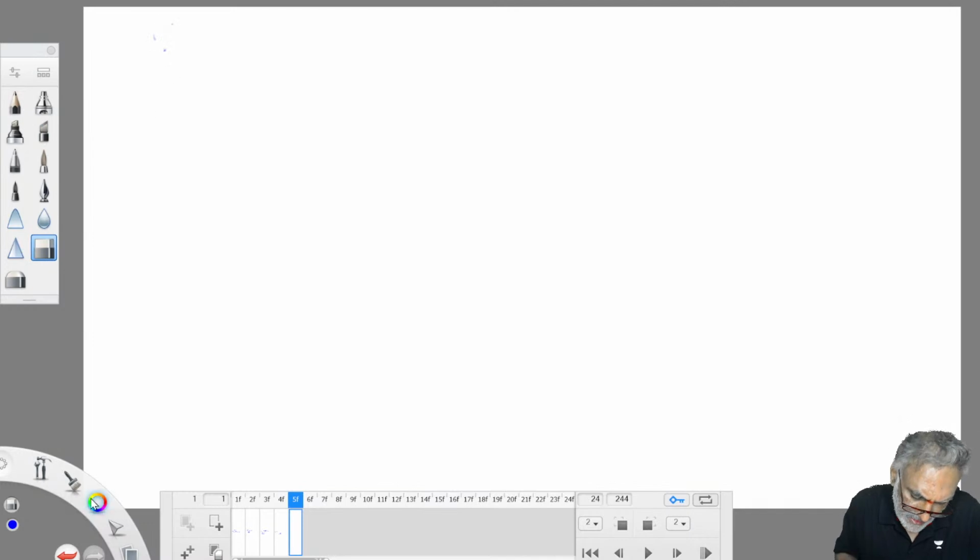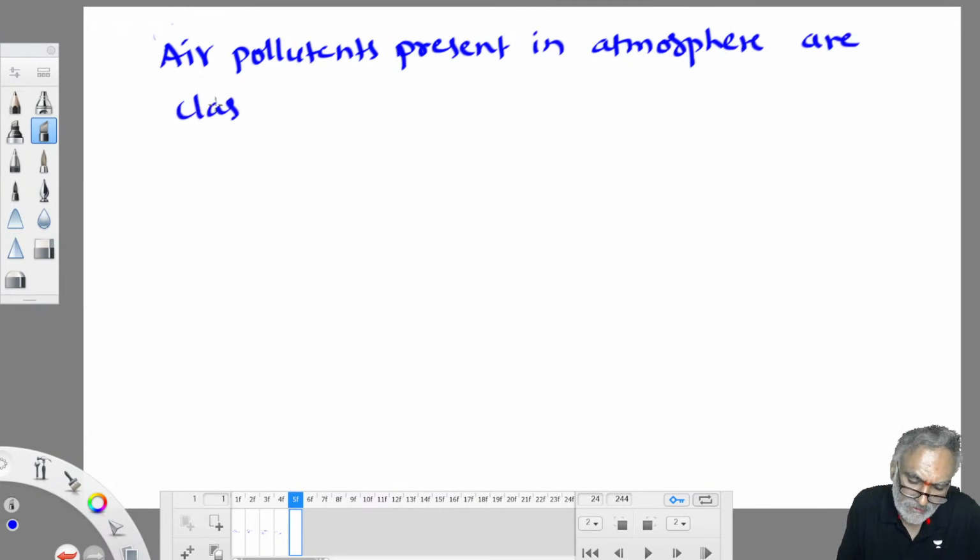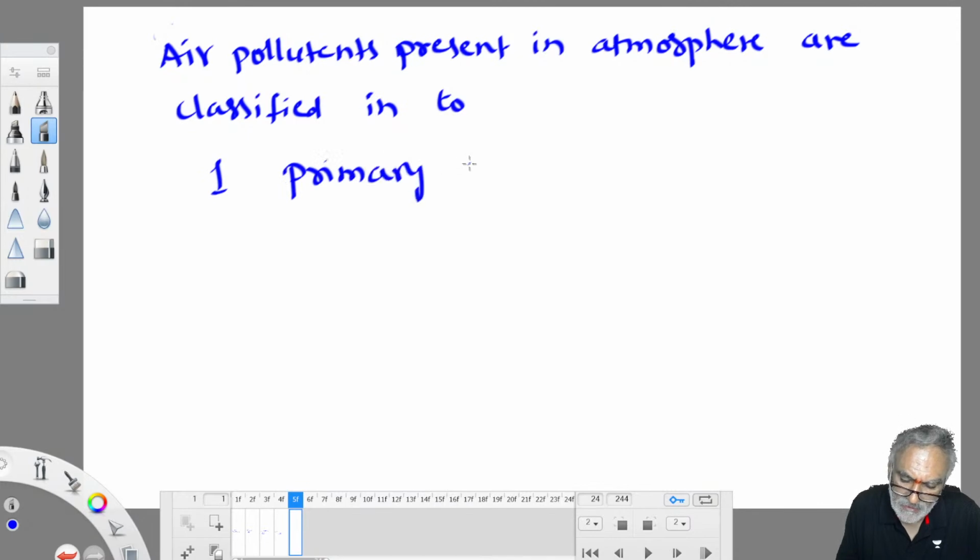Air pollutants present in the atmosphere are classified into, this much is known, more than sufficient, one is primary air pollutants, and second is secondary air pollutants.